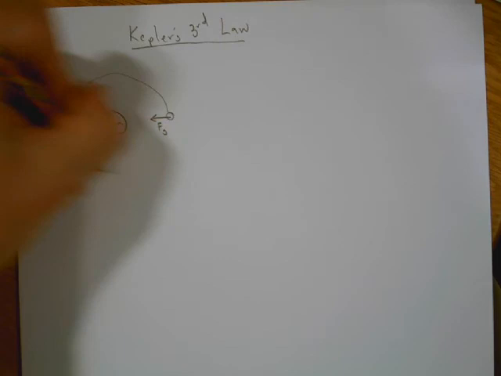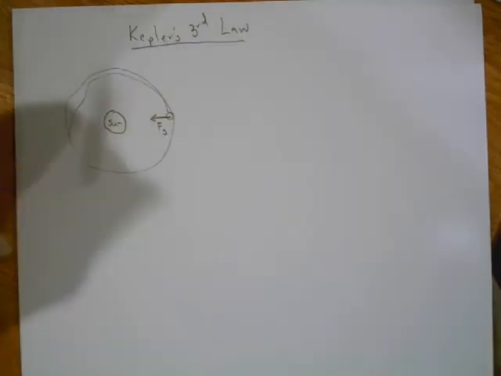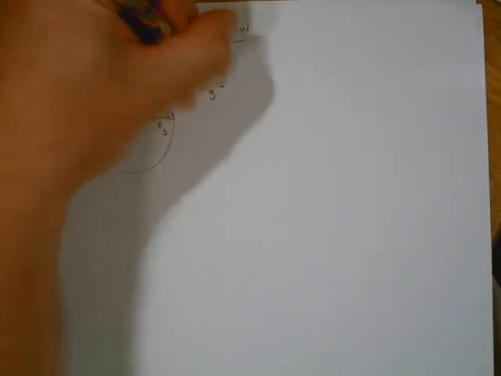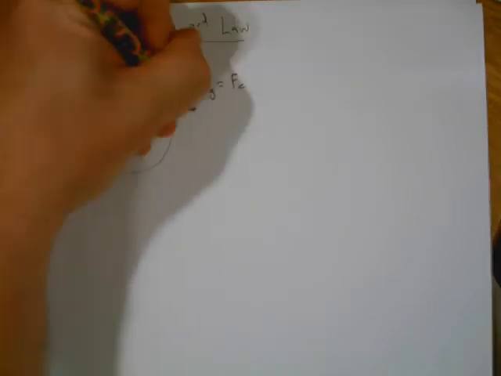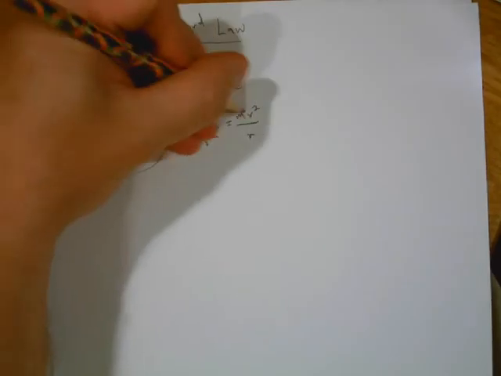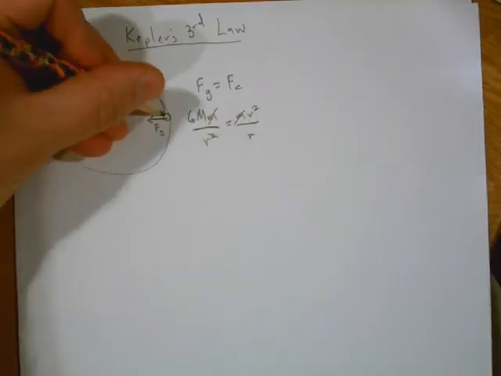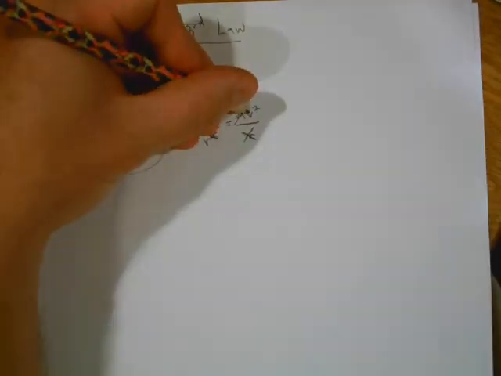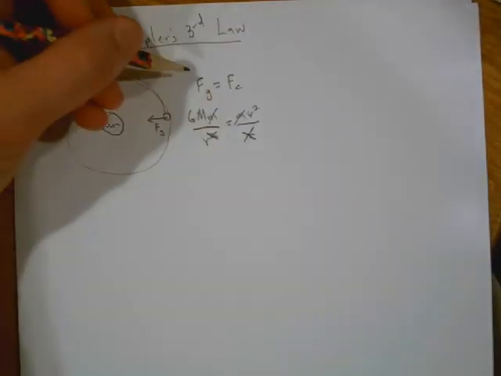First step, draw your picture. Hey, look, I have the thing orbiting around. Second step is to write your equation. Fg equals Fc, G m m over r squared equals m v squared over r. Little m cancels because that's the mass of my planet. One of the r's goes away. Oh yeah, v is going to be 2 pi r over T.